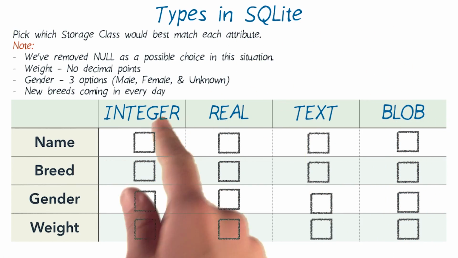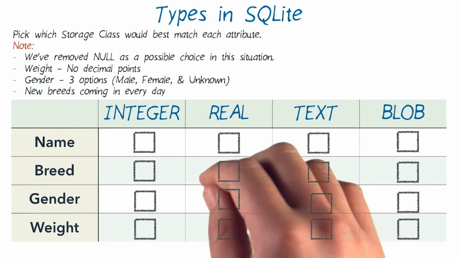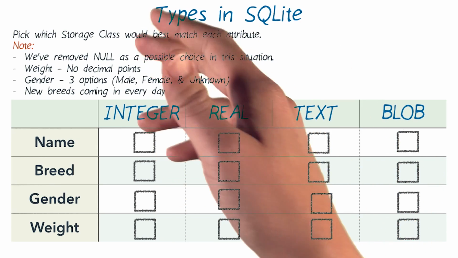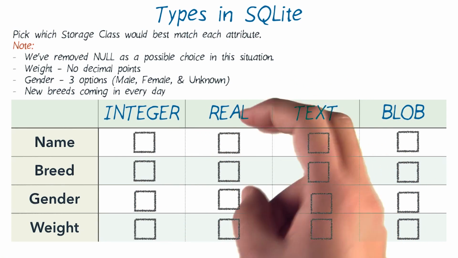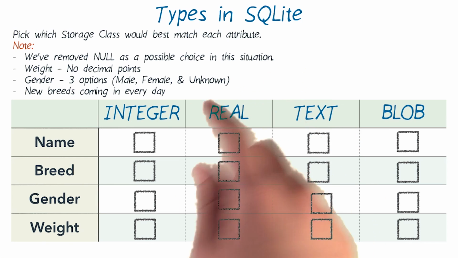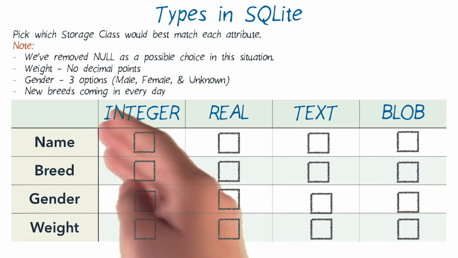Notice in our storage class options, I've removed null, because there is no situation where you'll have a column that only has null values, much like you never have a variable in Java with a null type. The rest are possible answers, and go ahead and pick the storage class that you think is the best match for each of these attributes.